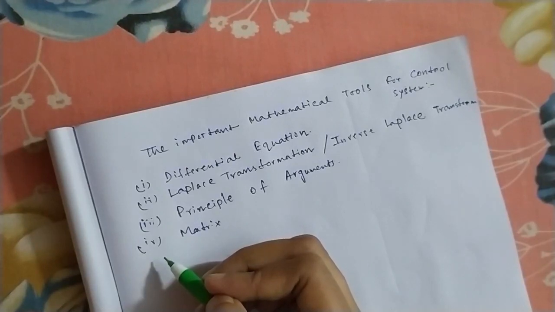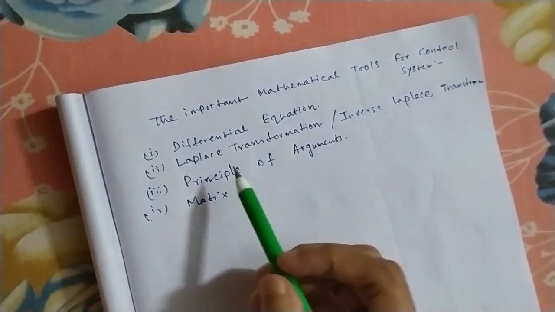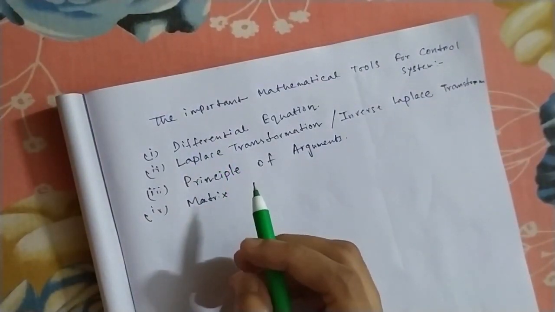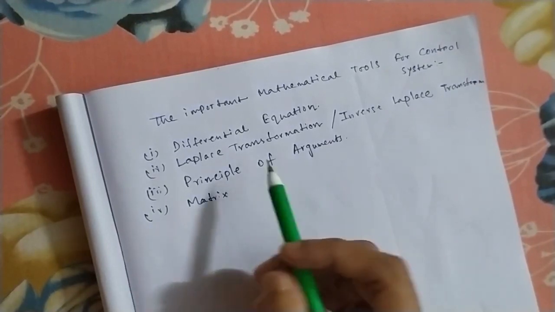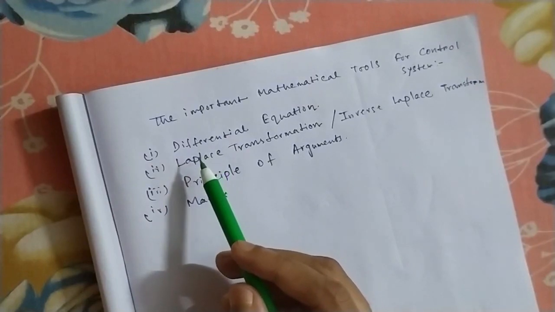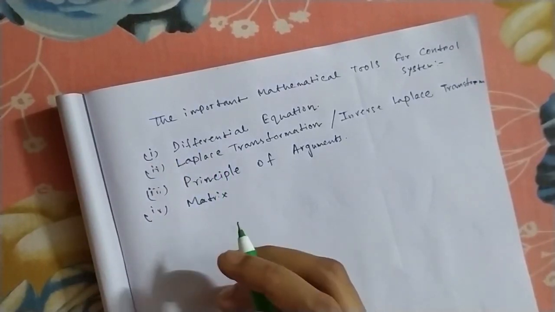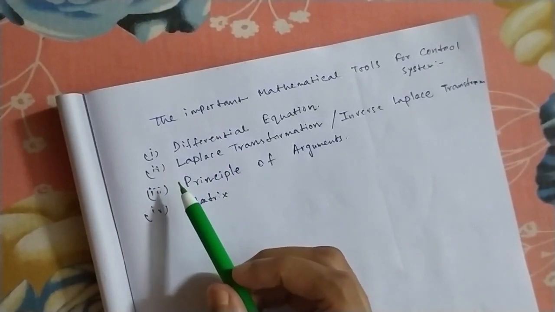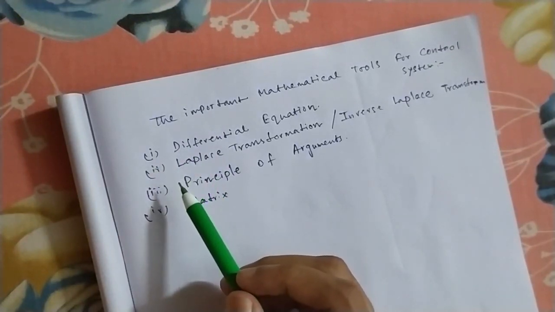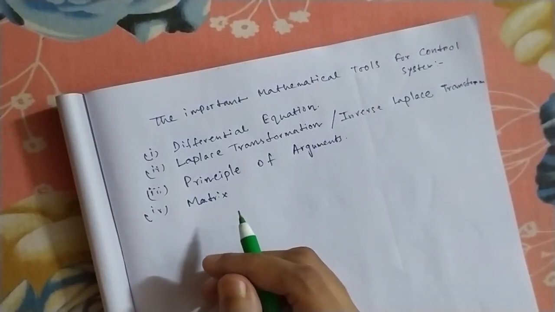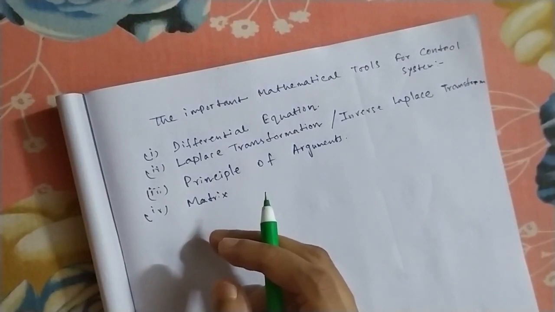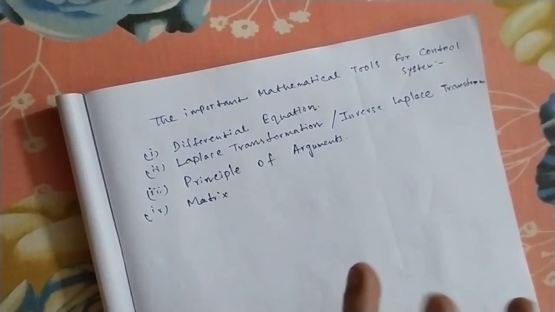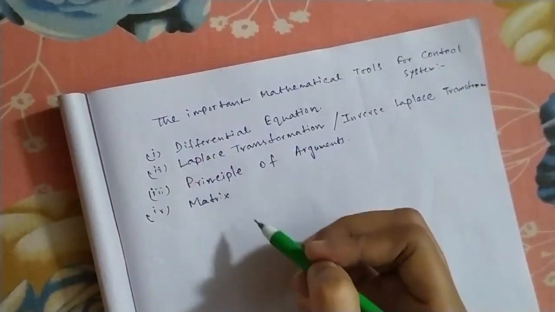to take the grip in this subject, or you can say to further proceed in this subject, or to do well in this control system subject. I assume that you know this very well. If you don't have enough confidence in these four mathematical tools, then please be ready with them, and then start your control system preparation, because without these four mathematical tools you can't do very well in control system. So now I am assuming that you all know about these four mathematical tools.